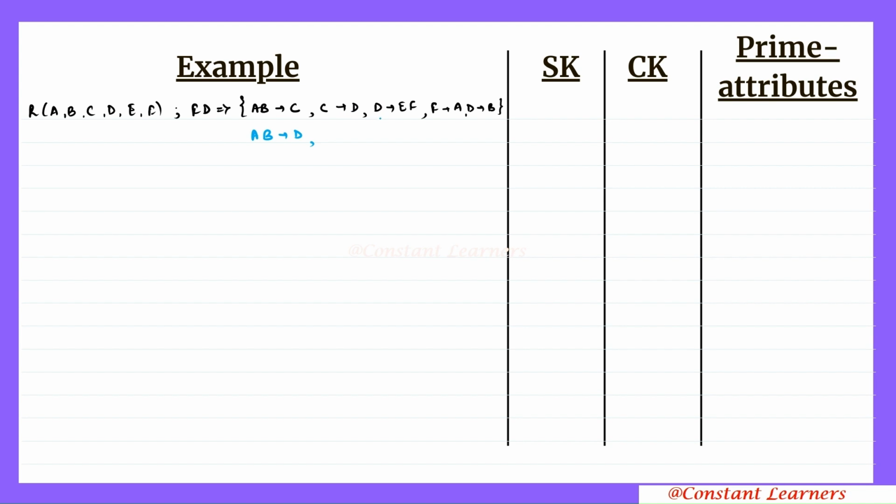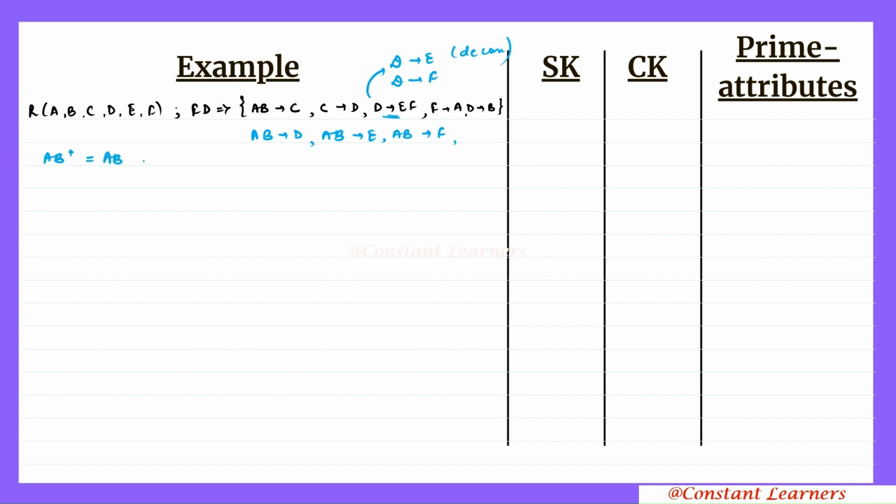Now, if AB determines D and D determines EF, as per the decomposition property, we can write that D determines E and D determines F, right? As per the decomposition property, correct? Then, if AB determines D, then we can write that AB determines E and AB determines F. We can start with AB here. Let's find the attribute closure of AB.